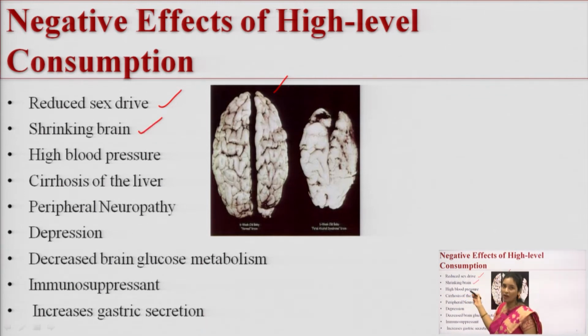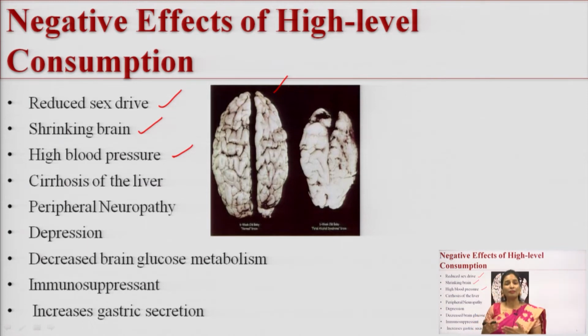Shrinking of the brain, and as I just said, it causes high blood pressure. After taking alcohol, it can cause high blood pressure, cirrhosis, and liver damage. After taking alcohol, what is going to happen? Because of the aldehyde release, this aldehyde will damage the liver tissue, right. So when you take alcohol in high concentration or high consumption, it can produce liver damage.